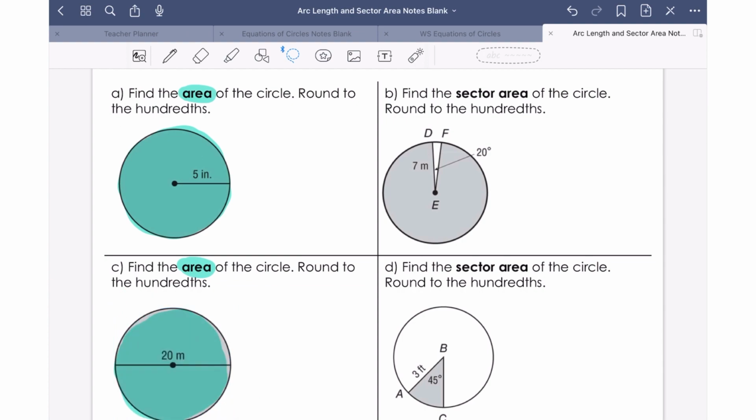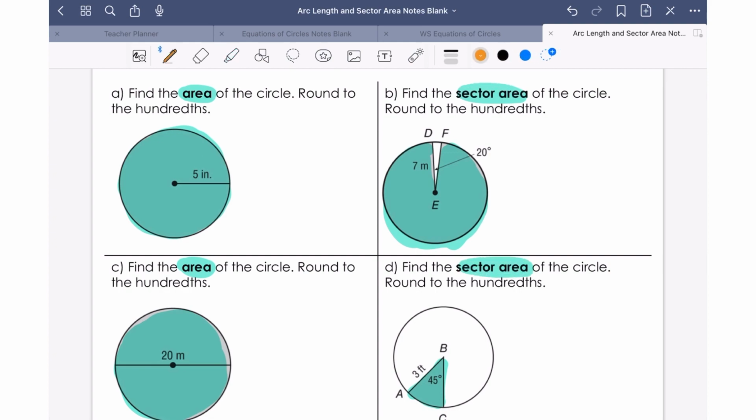But for these over here, it's not the whole circle, it's just a section of it. So for this circle, it's a pretty big section, but they're leaving out that little white slice. Don't judge my highlighting, okay? And then for this one, it's just this little slice of section they want me to find, that section of the area. Okay, so this is area, and this is sector area.